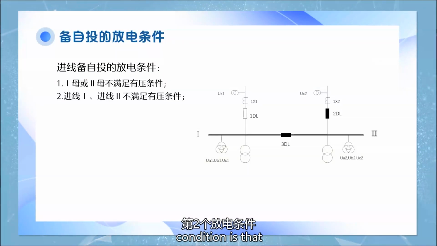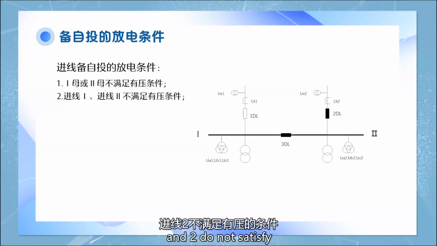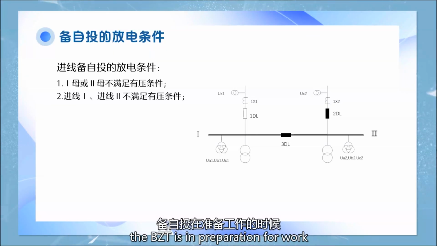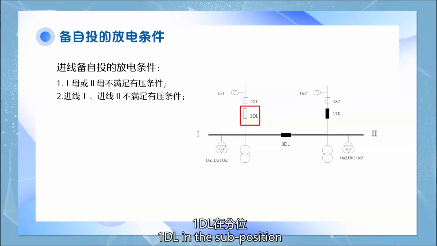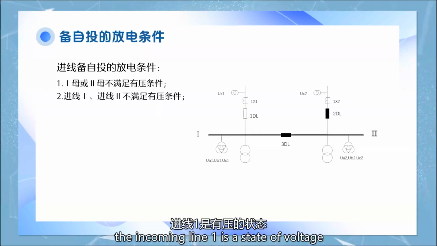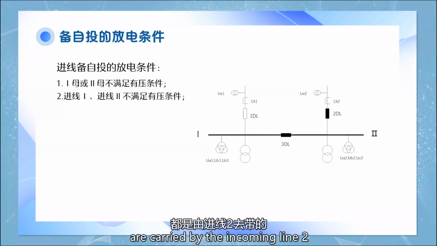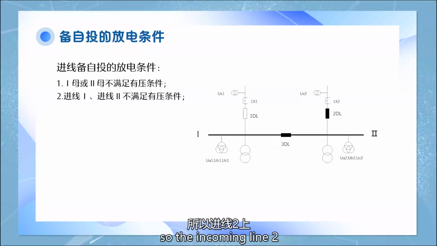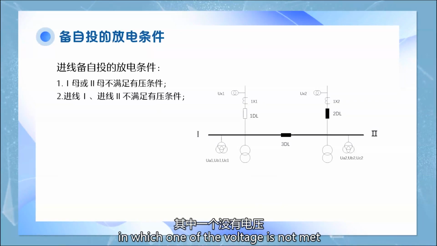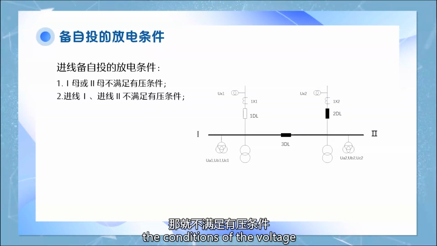The second discharging condition is that incoming lines 1 and 2 do not satisfy the condition of having voltage. Under normal circumstances, the BZT is in preparation for work, with 1DL in a sub position, in a hot reserve state. The incoming line 1 has voltage, but all the loads are carried by the incoming line 2, so the incoming line 2 also has voltage. If either of the two incoming lines does not meet the voltage condition, the BZT needs to discharge.